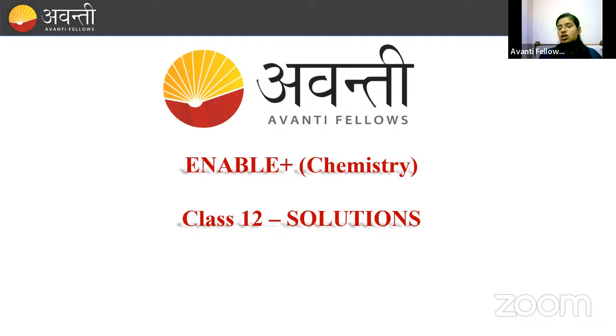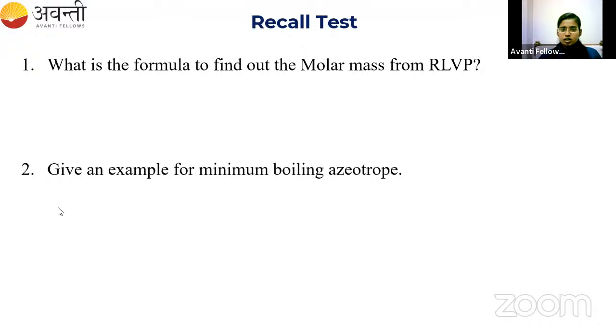Let us recall what we discussed yesterday first, and then we will move on to the new topic. Okay. So here are recall test questions for you. The first question: you need to find the formula to calculate the molar mass from relative lowering of vapor pressure.